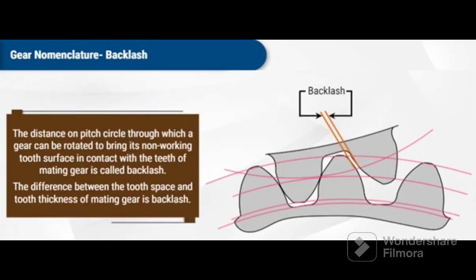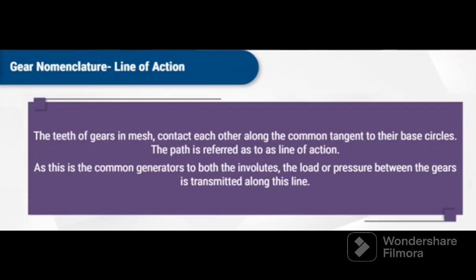Backlash. What is backlash? The distance on the pitch circle through which a gear can be rotated to bring its non-working tooth surface in contact with the teeth of the mating gear is called backlash. The difference between the tooth space and tooth thickness of the mating gear is backlash.